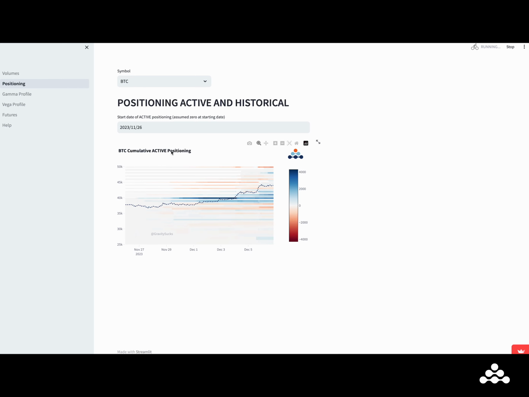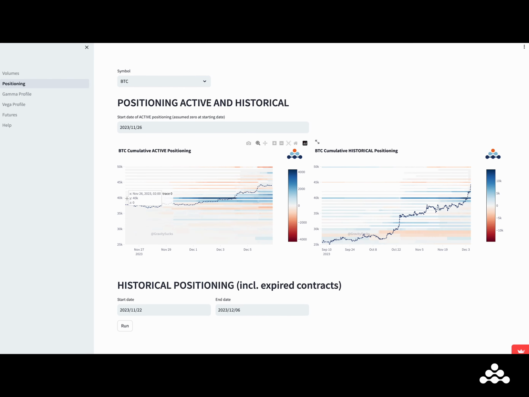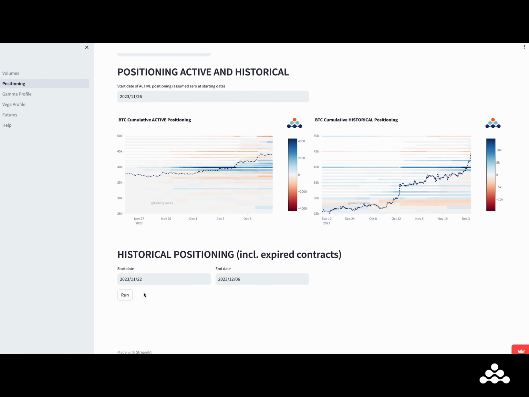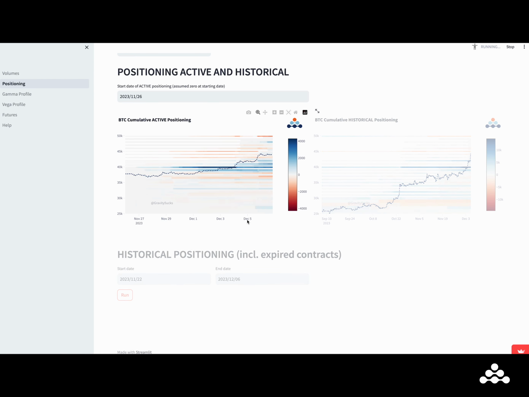This says active positioning, so we ignore expired contracts. What we can see here is that for the $40,000 call, the street is net long a lot of these. We can see the same type of thing on the right-hand side. This is going to be a more historical perspective. Again, only active contracts.